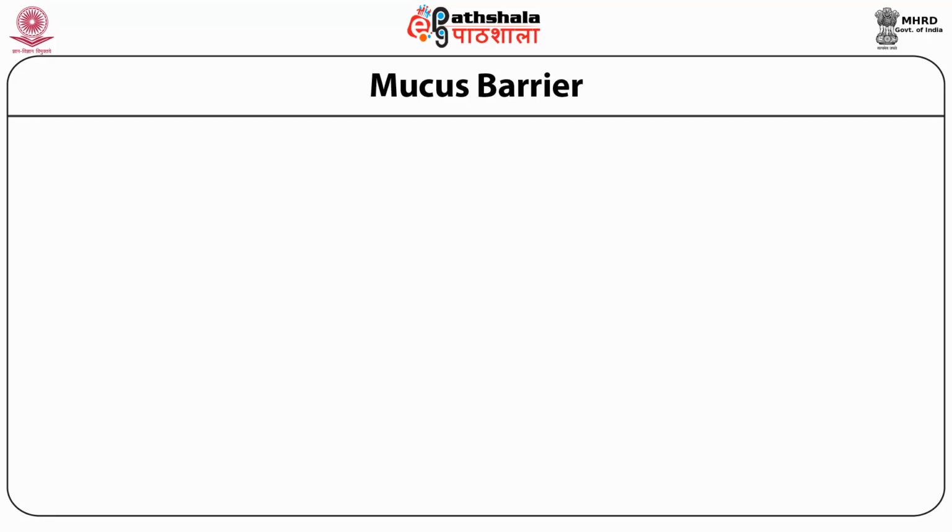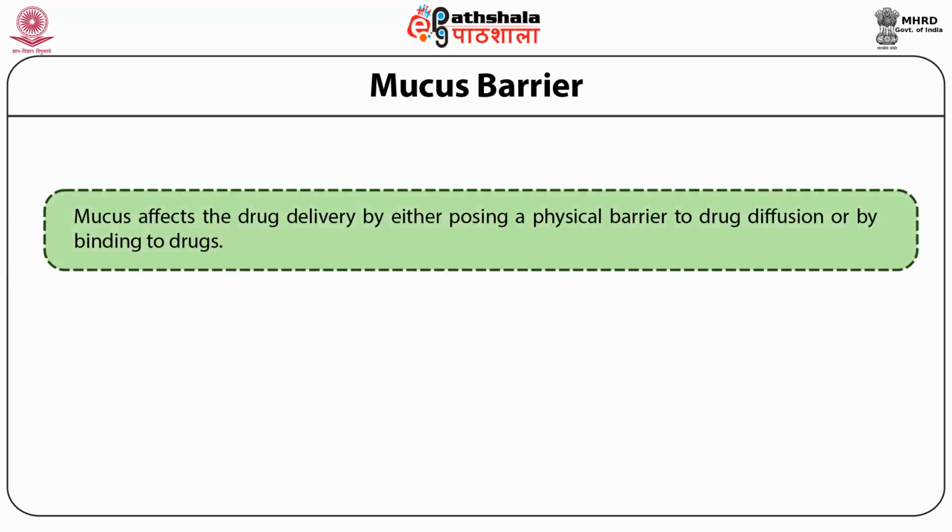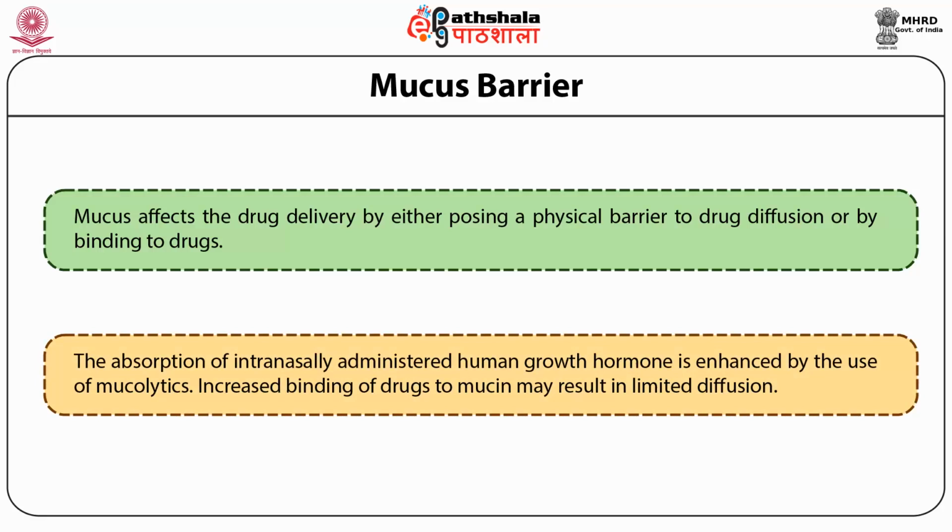We now come to an important factor which probably will play a monumental role in drug delivery through the nasal cavity, and that is the mucus barrier. Mucus affects drug delivery by either posing a physical barrier to drug diffusion or by binding to the drugs. The absorption of intranasally administered human growth hormone is enhanced by the use of mucolytics. Increased binding of drugs to mucin may result in limited diffusion. So the barrier properties of the mucus are to be considered while the nasal drug delivery formulation is under development and designing.